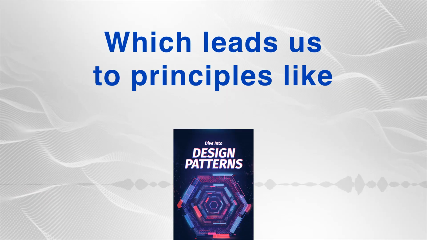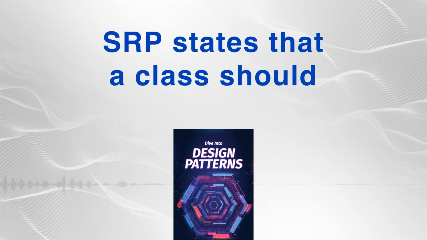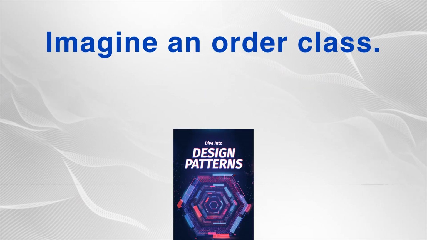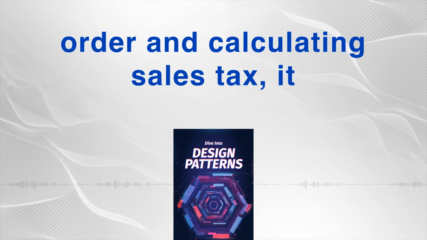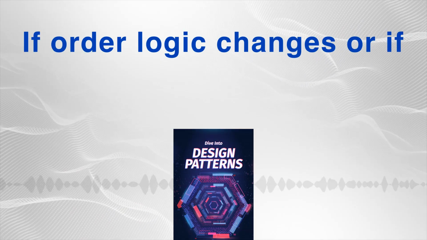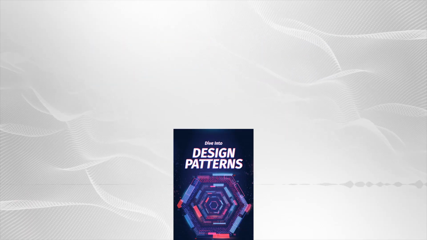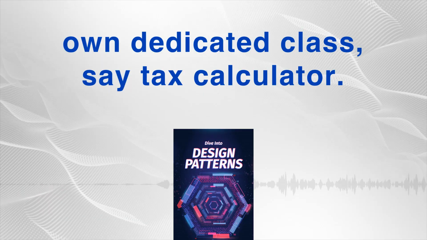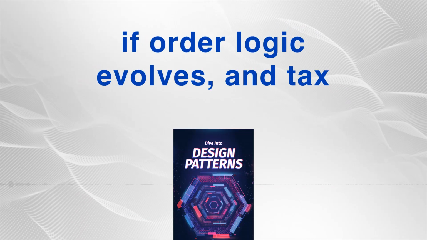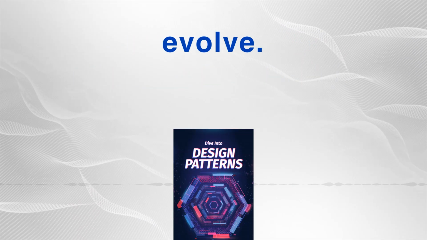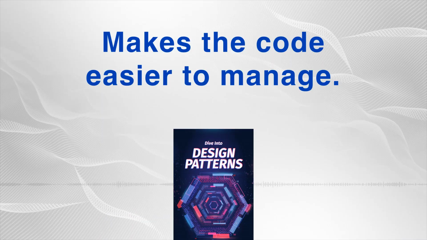Which leads us to principles like the single responsibility principle, or SRP. Yes, SRP states that a class should have only one reason to change. Imagine an order class. If it handles both placing the order and calculating sales tax, it has two reasons to change: if order logic changes or if tax rules change. So SRP suggests separating those. Exactly. Move the tax calculation into its own dedicated class, say TaxCalculator. Now the Order class only changes if order logic evolves, and TaxCalculator only changes if tax rules evolve. Each class has a single, focused responsibility. Makes the code easier to manage.